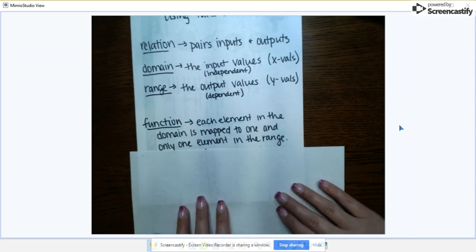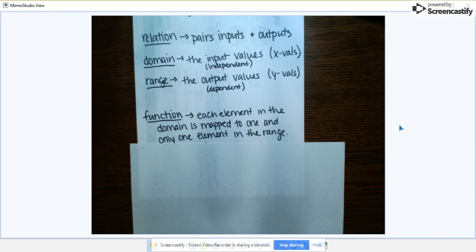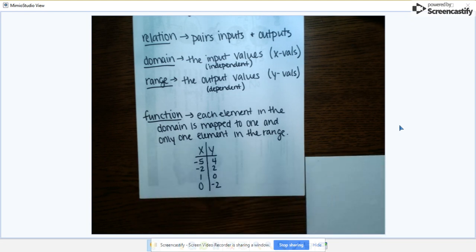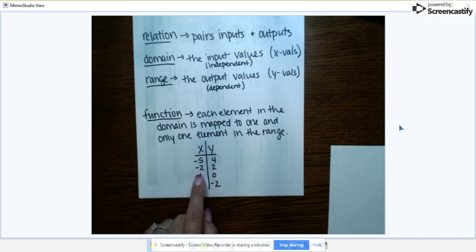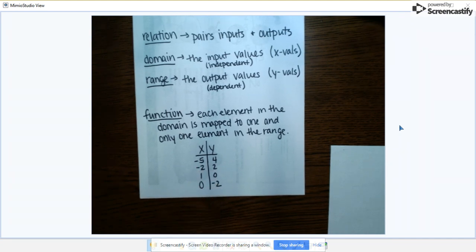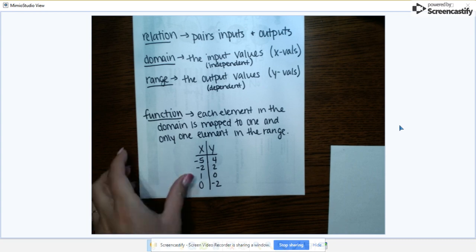We can further describe what a function is. So a function is a specific type of relation where every element in your domain, or your x value, is mapped to one and only one element in the range. So here's an example. We have an xy table, so input, output, and we have every single x value being paired to one y value.